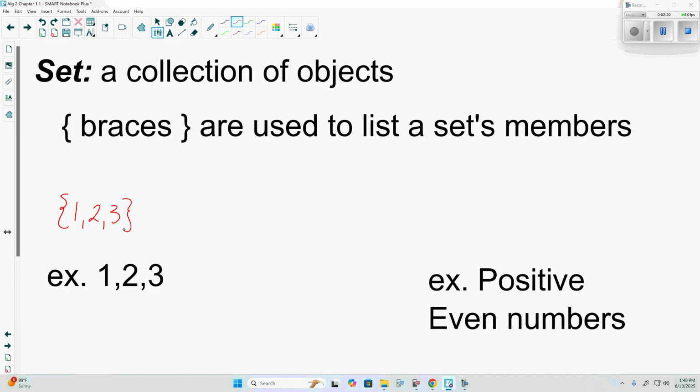Positive even integers. What is the smallest positive even integer? Do we know? 0. 0 is actually the smallest, not integers, positive even number. Smallest positive even number is, well, really we wouldn't say 0. Yes, 2 is actually the right one. I've been saying 0 all day. I don't know why.